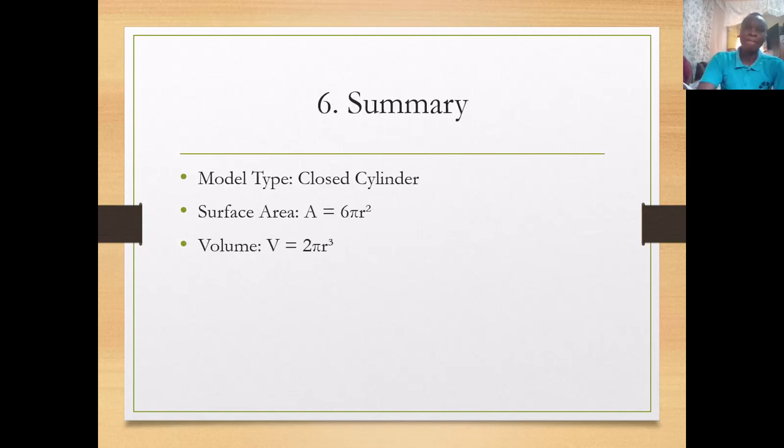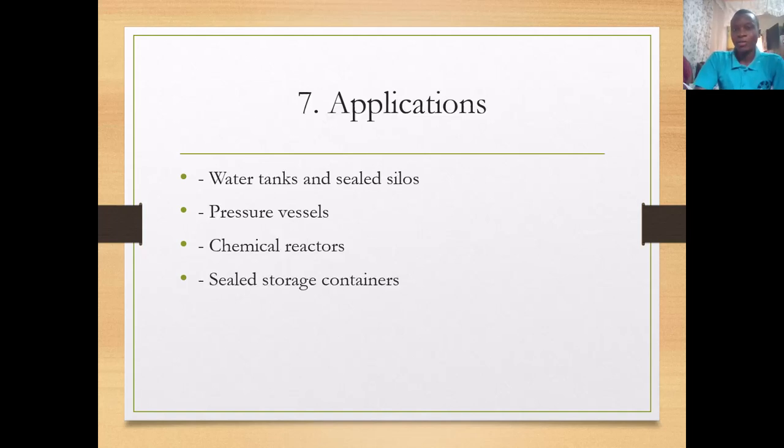Let's look at the summary now. The model is a closed system. The surface area of the most economical system is 6πr². Volume is 2πr³. Note that. As for application, we can apply this model in water tanks and silos, pressure vessels, chemical reactors, and storage containers. These are some of the real-world applications where this model can be used.